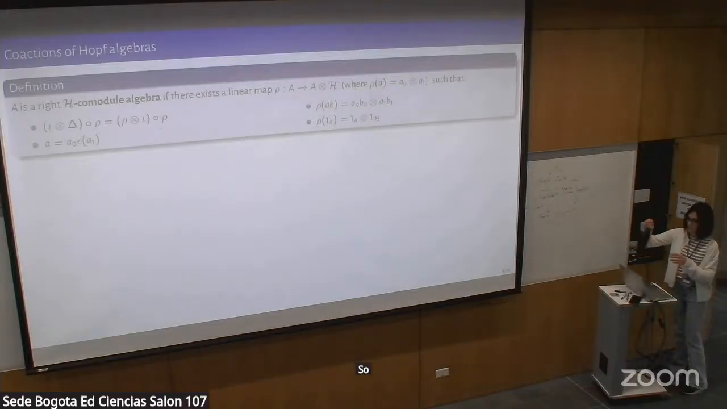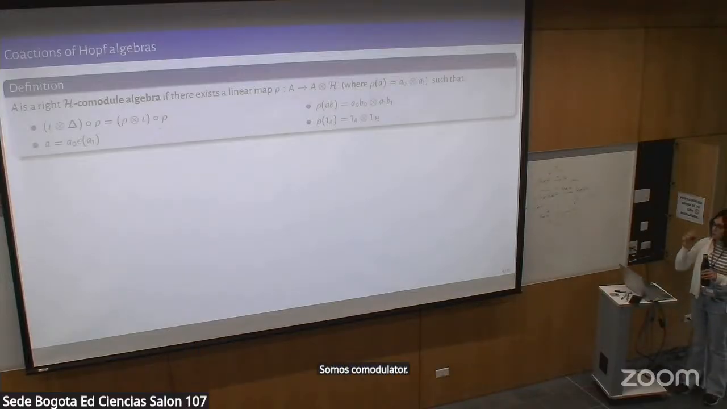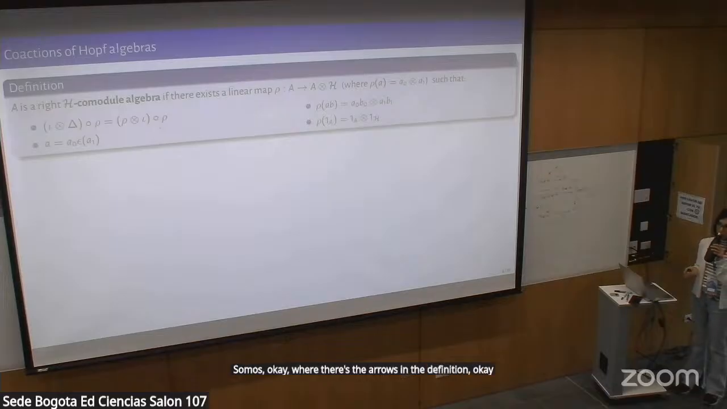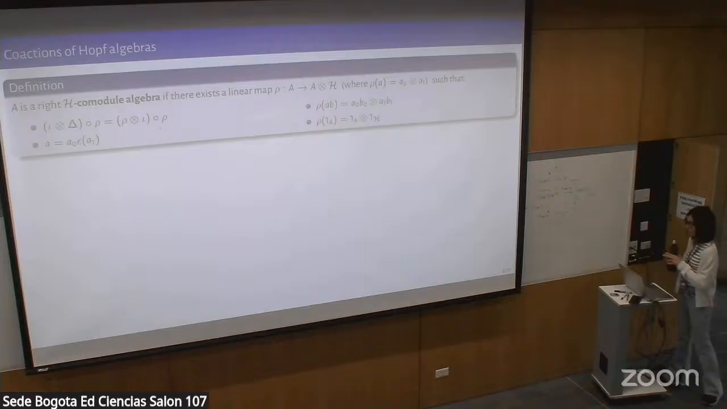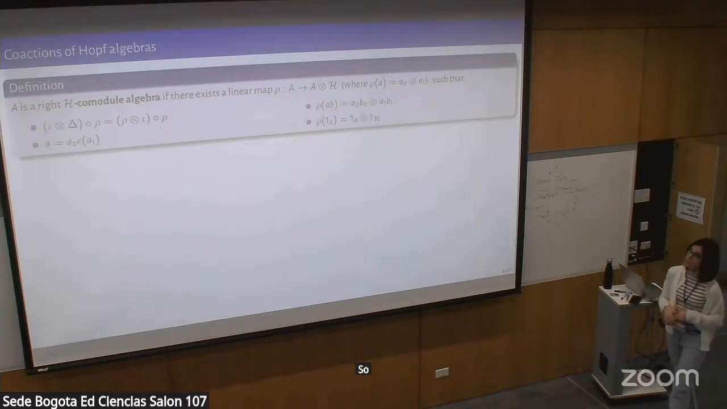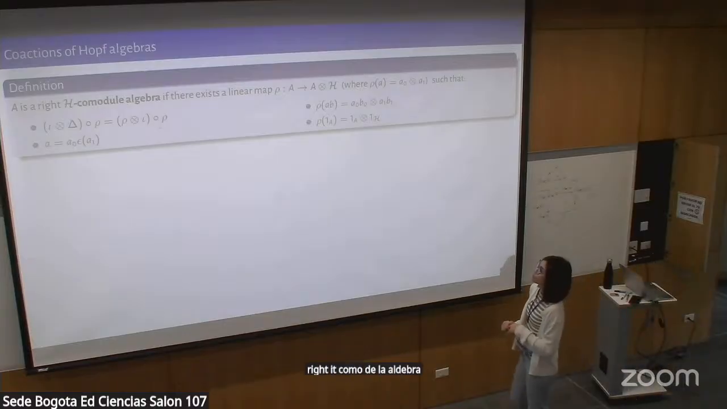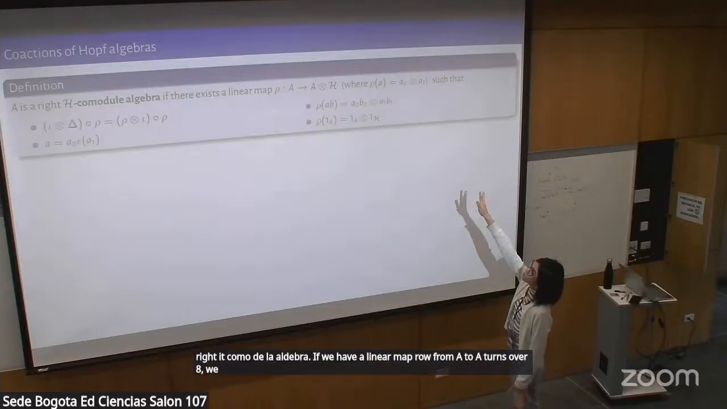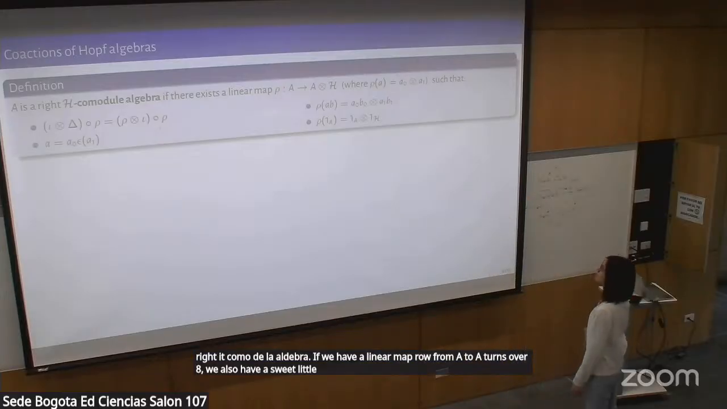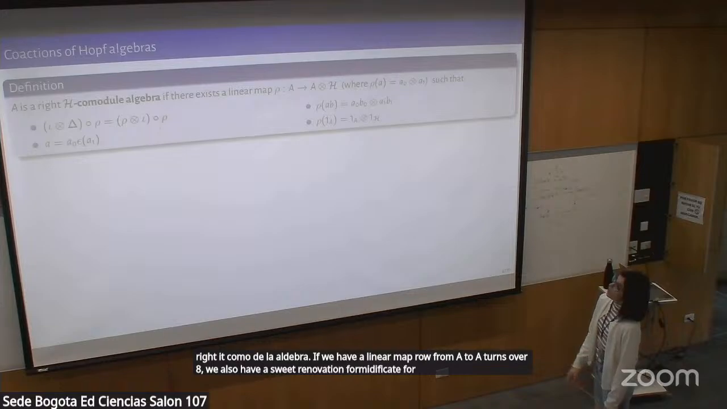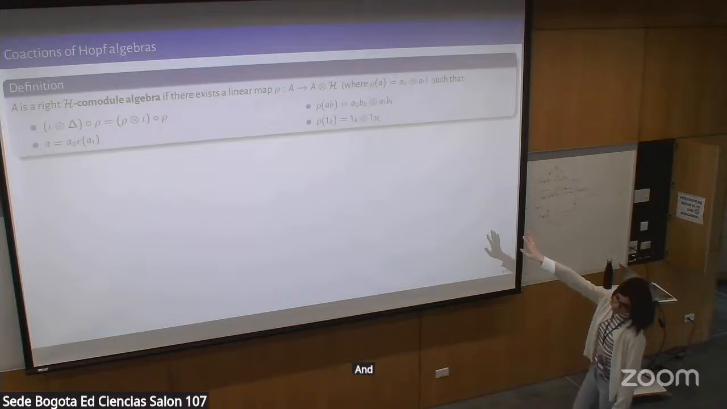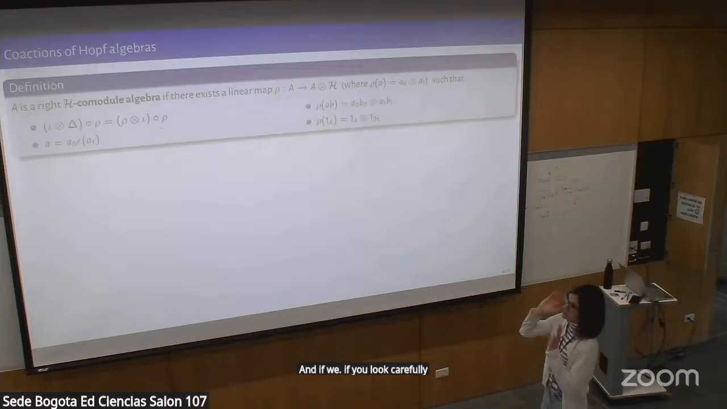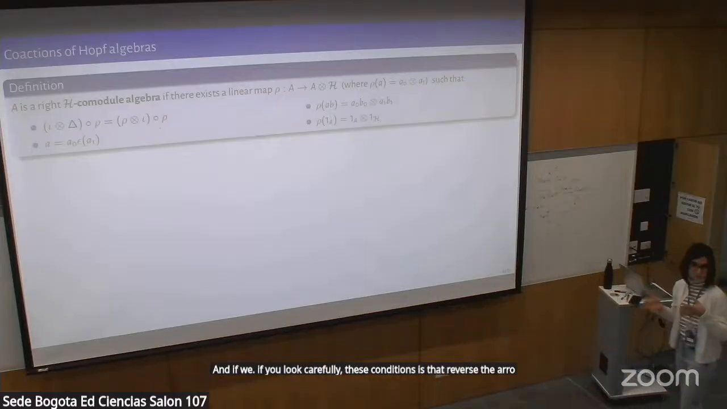So what is a comodule algebra? Okay, we reverse the arrows in the definition of an action. So we say that A is a right H comodule algebra if we have a linear map rho from A to A tensor H. We also have a Sweedler notation for coactions. And if you look carefully, these conditions are the ones that reverse the arrows in the definition of an action.